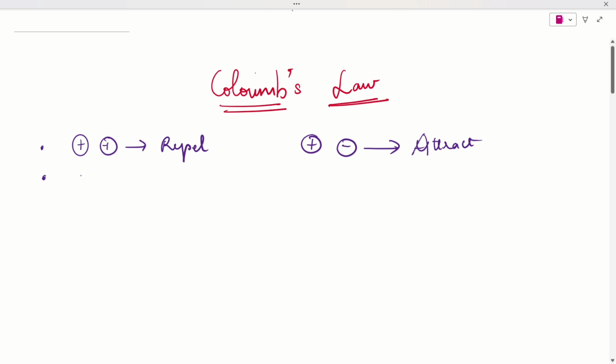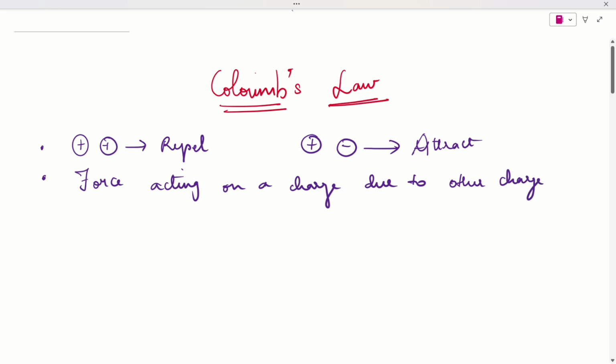Now, Coulomb's law talks about the force acting on a charge due to other charges. So Coulomb's law helps us to measure the force which is acting on a charge due to other charges. And this Coulomb's law is applicable only for point charges.